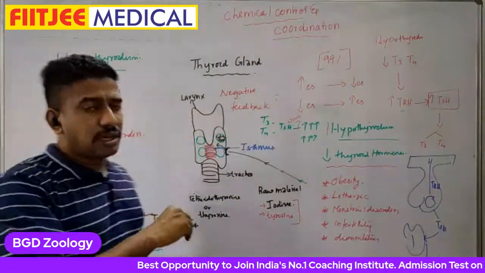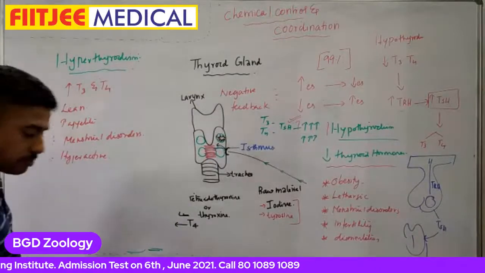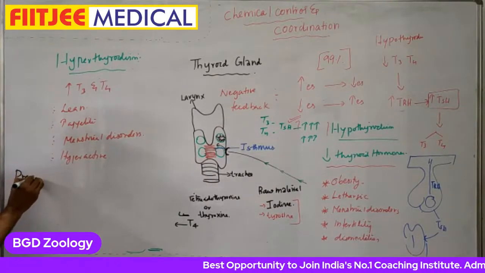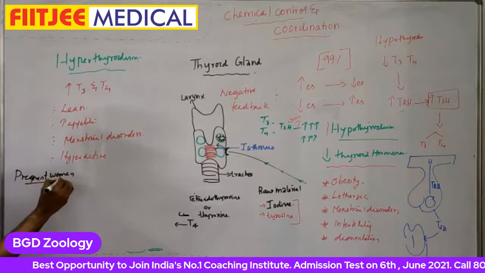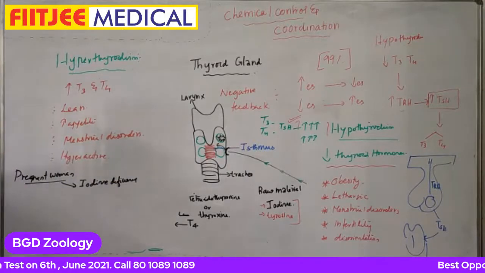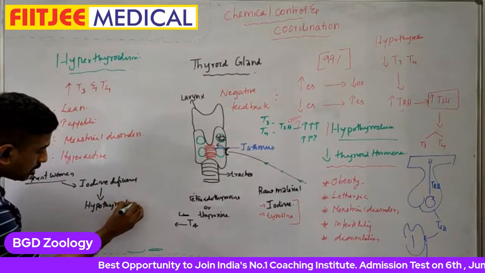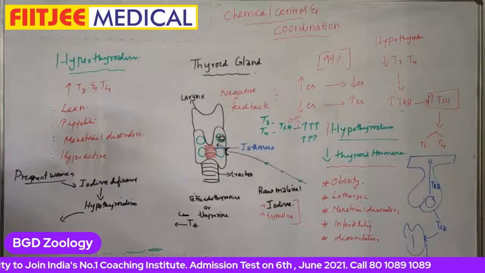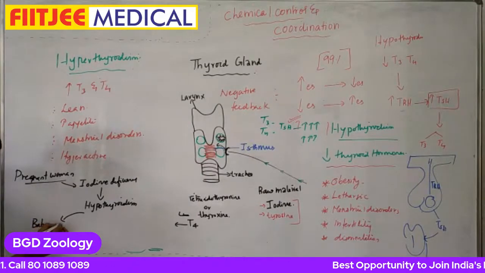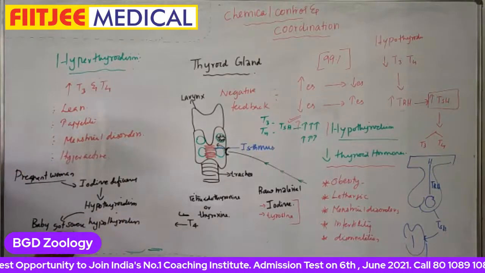Now, coming to hyperthyroidism and hypothyroidism, we have to discuss a little more about some other related disorders. If you look at the case of a pregnant woman, just imagine she has iodine deficiency. If she has iodine deficiency, she may get hypothyroidism. If she gets hypothyroidism, the baby also gets severe hypothyroidism. And that condition, we call cretinism.